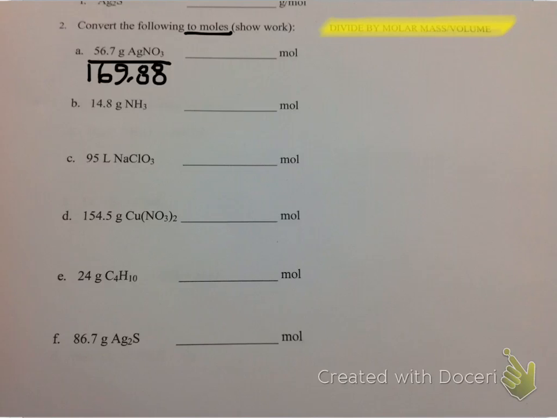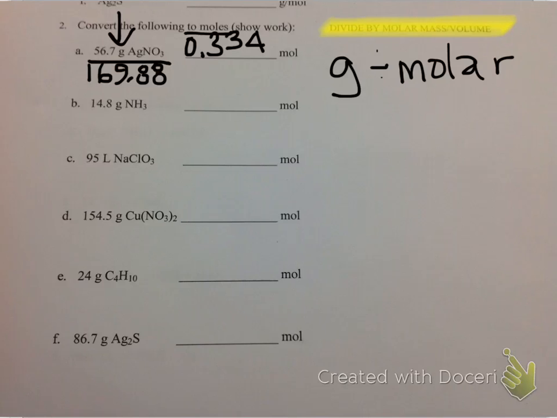So if I take 56.7 and I divide by 169.88, I get 0.33, and I rounded to 4. So that's all you have to do to convert from grams to moles. You take the number of grams you're given, which is going to be in this line, and you divide by the molar mass, which you got in number 1.